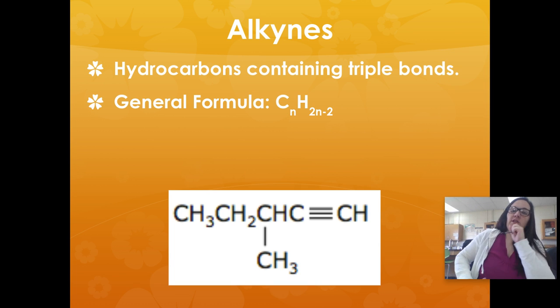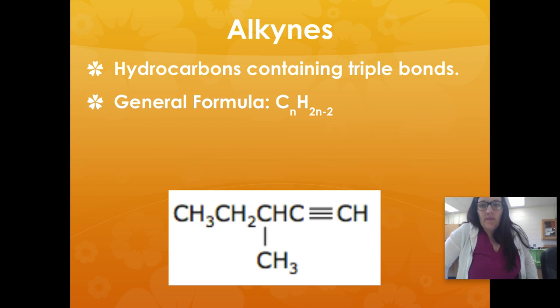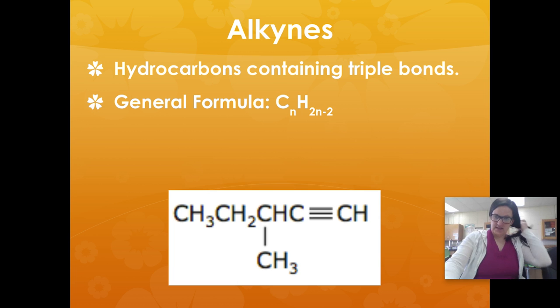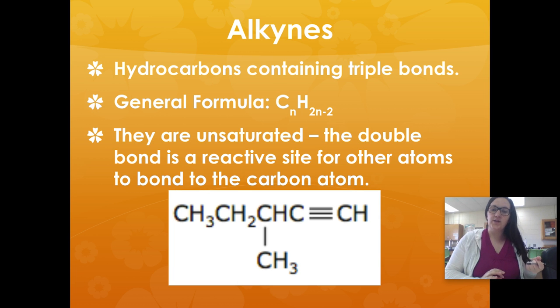Their general formula is going to be CnH2n minus 2. So however many carbons you have, you plug it in here to see how many hydrogens you get. And just like the ones before, they're unsaturated because that triple bond is going to take up so many of the bonds that hydrogen is not going to have to wrap around all of the carbons.